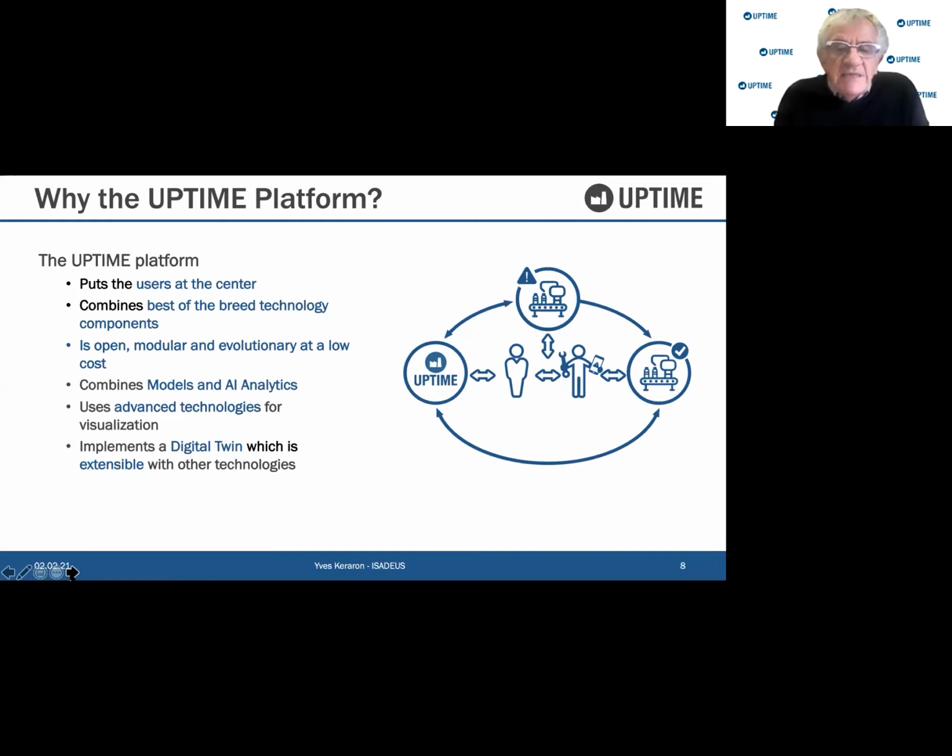So from a technical perspective, the platform is open, modular, and evolutionary at low cost. I will not develop, but it follows ISO standards about functional blocks of such an approach, and also uses a data model from Mimosa, complying with the standard ISO 13374. And so it is really an alternative approach to a lock-in approach in proprietary and often costly solutions.